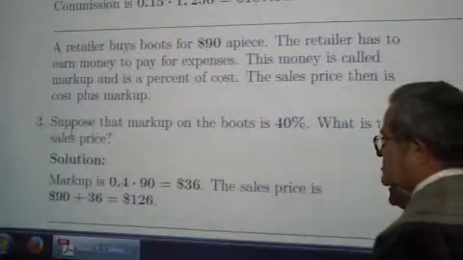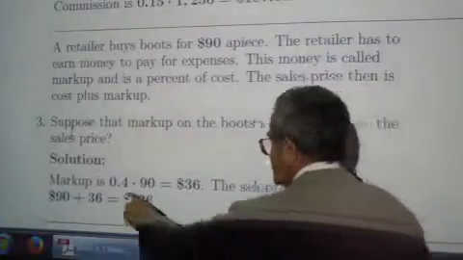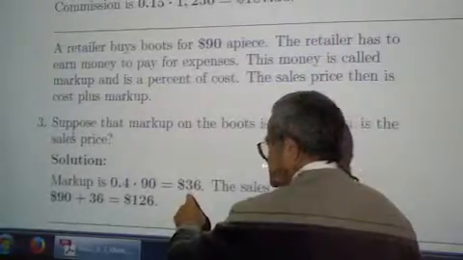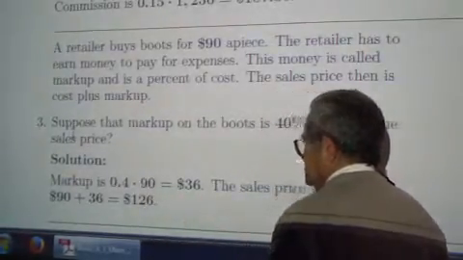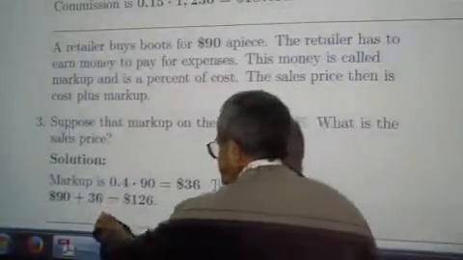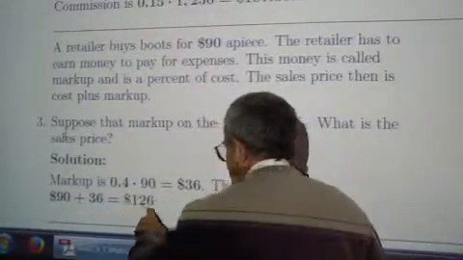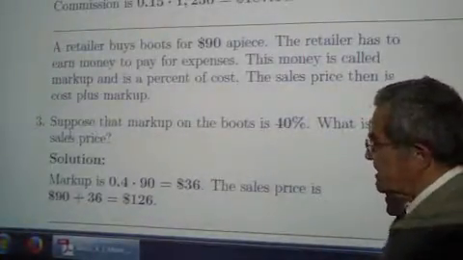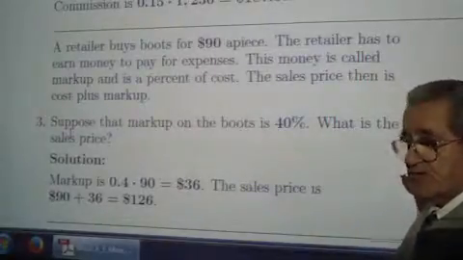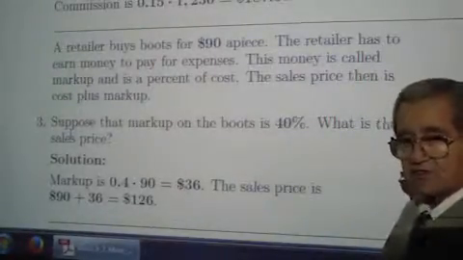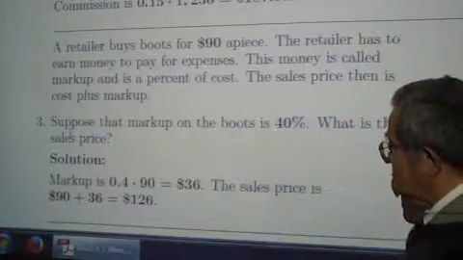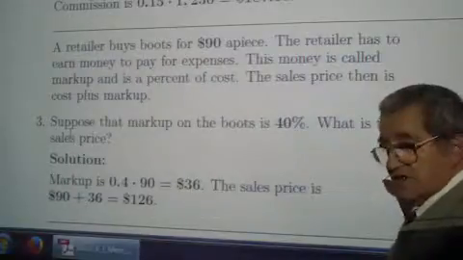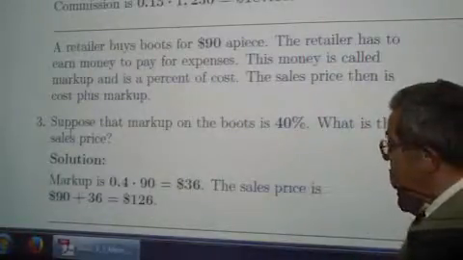What is the sales price? Well, you want 40%, which is 0.4 of your cost of 90, which gives you $36. So 0.4 times 90 is 36. You add the $36 to the $90 to get your sales price of $126. The $36 is a markup, and it's used to pay for expenses, electricity, taxes, rent, employees, whatever. Now, you need to sell a lot of boots in order to make it, but that was a business you wanted to go into.